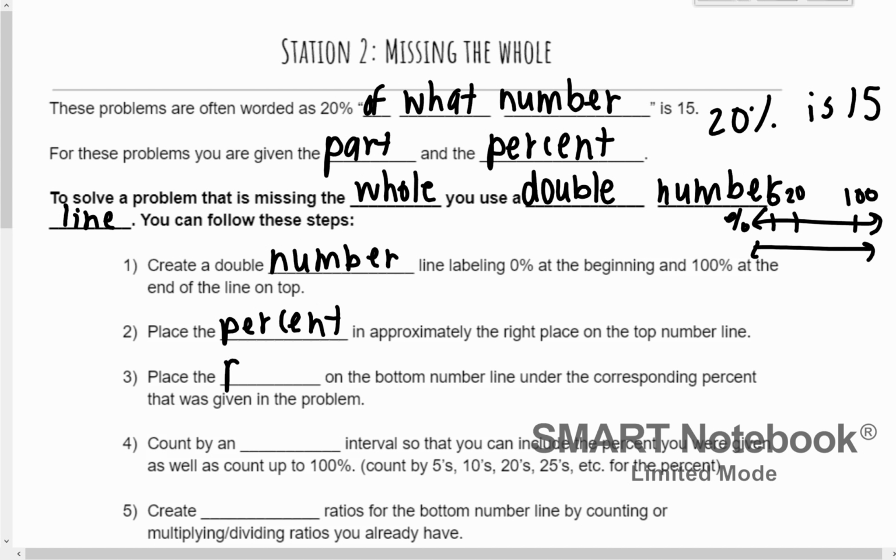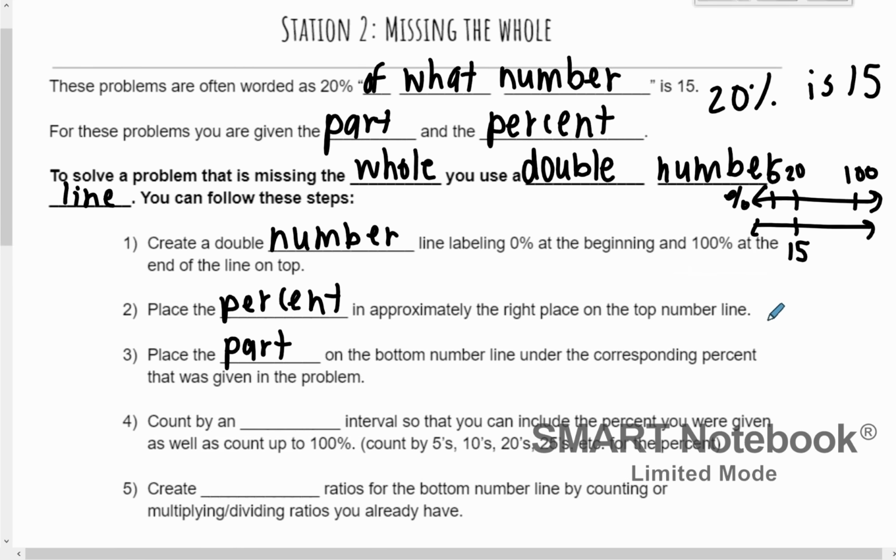Then you are going to place the part that you are given in the problem on the bottom number line underneath the percent that we were given in the problem. So underneath 20%, we were given 15. 20% is equal to 15, so those should be lined up on top of each other.